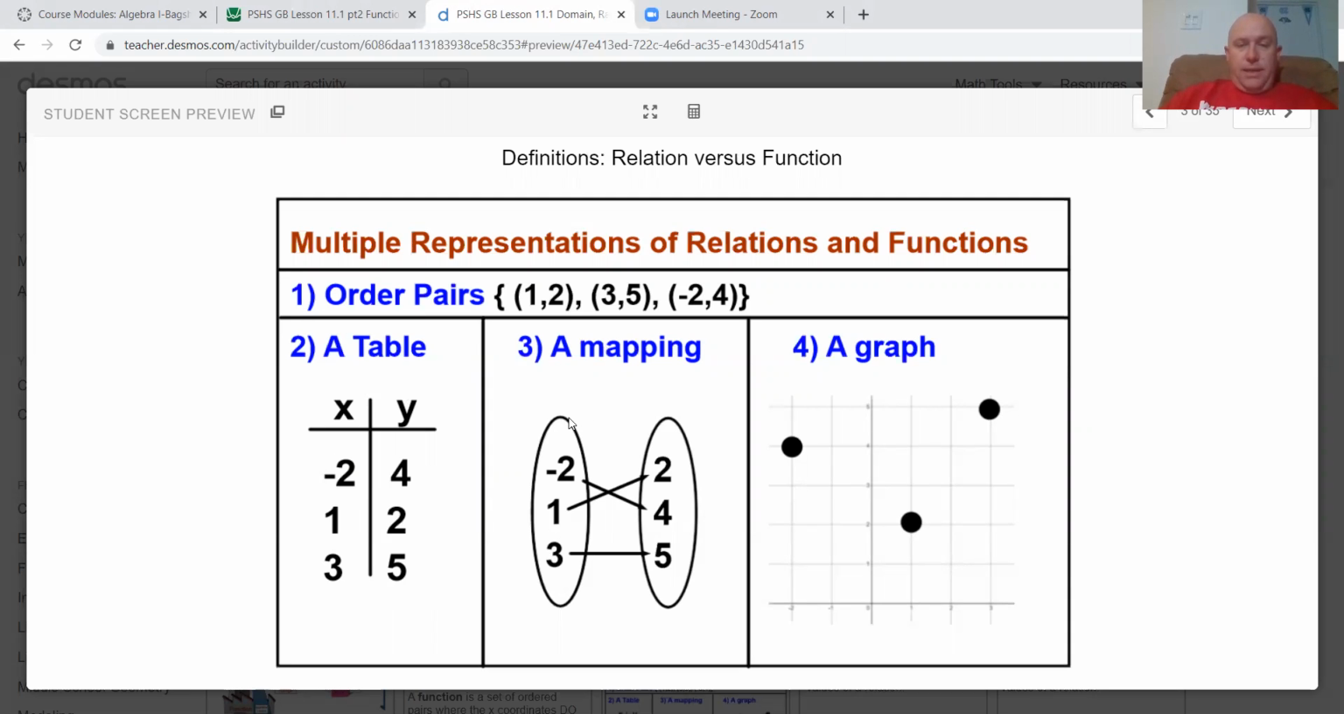For a mapping, on the left-hand side, we have all our numbers in order, smallest to biggest. And on the right-hand side, we have the same thing. And the arrows point to basically the coordinates. So negative 2, 4, 1, 2, and 3, 5. And the graph, that would just be your basic plot. So 1, 2 is 1 along the x-axis and then 2 up the y-axis. 3, 5. 3 along the x-axis, 5 up the y-axis, and negative 2, 4 would be negative 2 on the x and 4. So basically, given one of these, we should be able to convert to the other ones just by understanding how these things actually work.